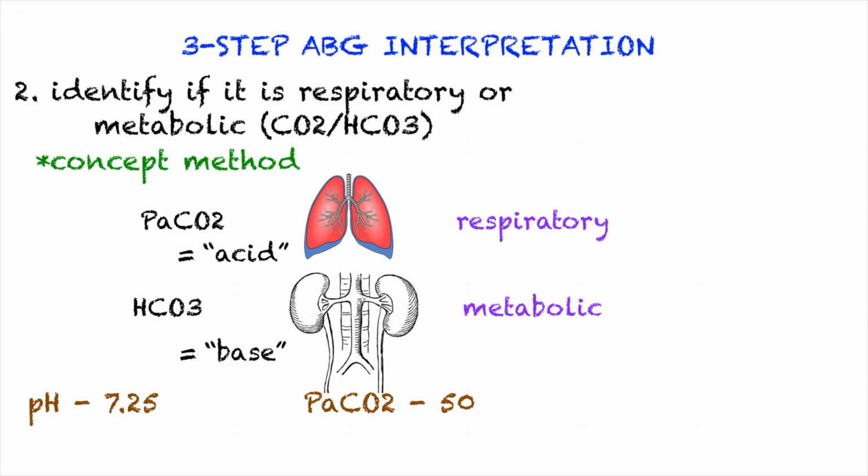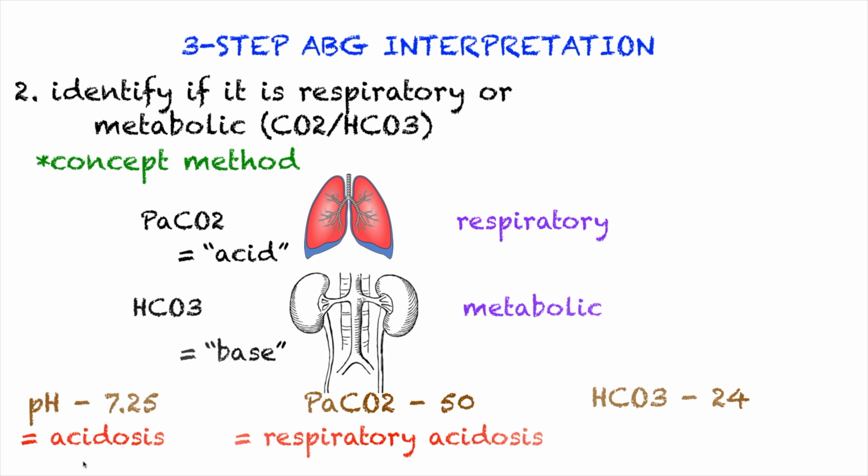A pH of 7.25, PaCO2 of 50, and bicarbonate of 24. Looking at the pH, we can tell that this is acidosis. Our normal is 7.35 to 7.45. It's less than 7.35, so it is acidosis. Look at the PaCO2. It's elevated. Our normal value is 35 to 45. We have 50. Just by simply looking at that, this is abnormal, and if you look at the bicarbonate, it is normal. Our normal value is 22 to 26. So this is normal, this is abnormal. What do we have? We have a respiratory condition. Therefore, we have respiratory acidosis.